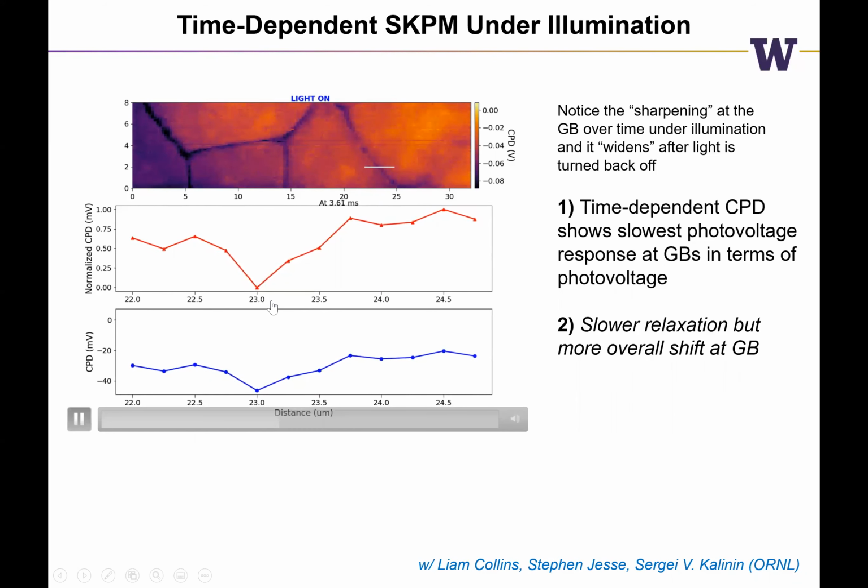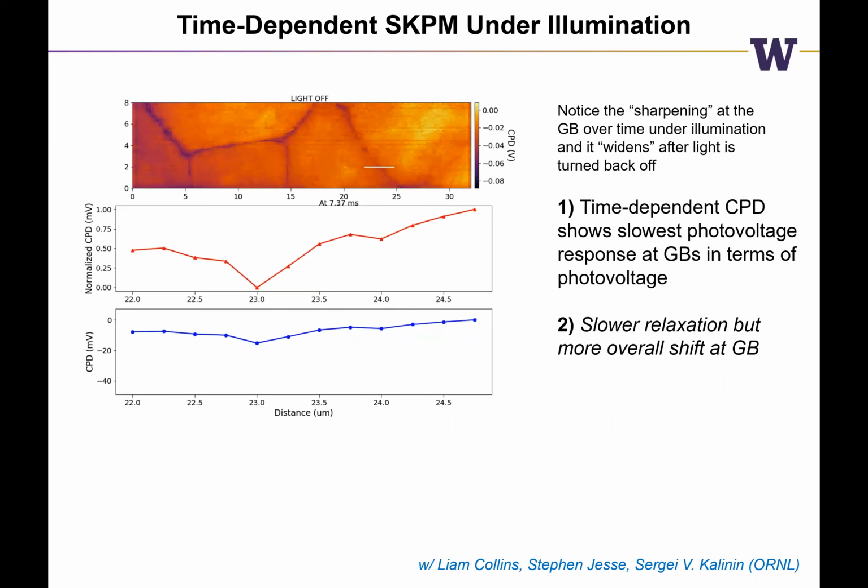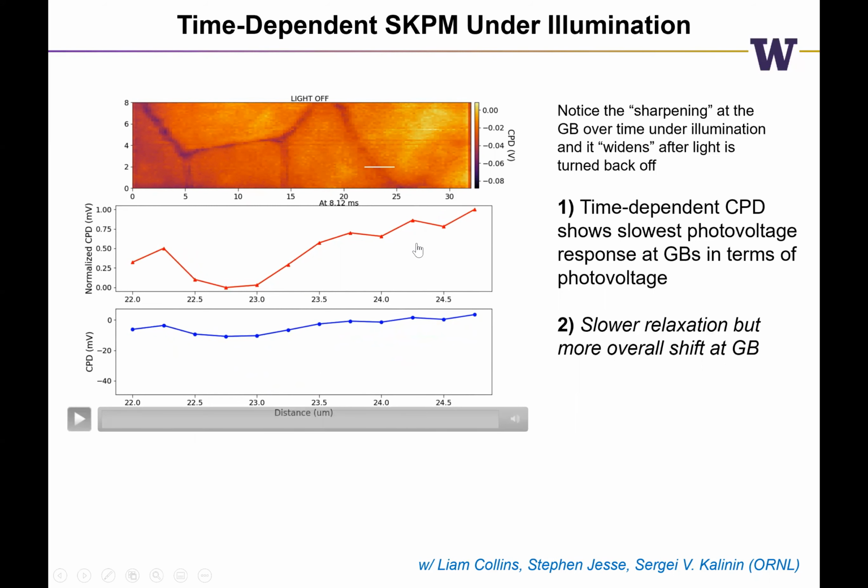More interestingly, if you look at the red curve, as this light turns on, there's a narrowing of the contact potential across this grain boundary, and then when the light turns off, it's going to widen, which is kind of an interesting and unexpected effect: the contact potential sort of smears out at this grain boundary over time. One of the other interesting issues is that there seems to be a time dependence to the photovoltage evolution at the grain boundary versus the neighboring pixels.